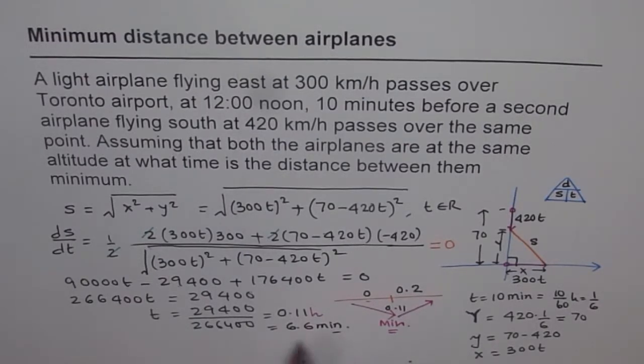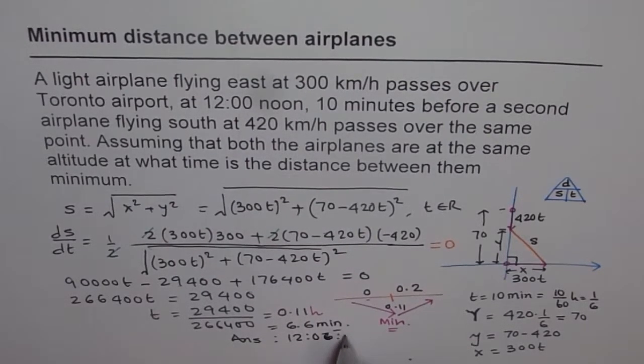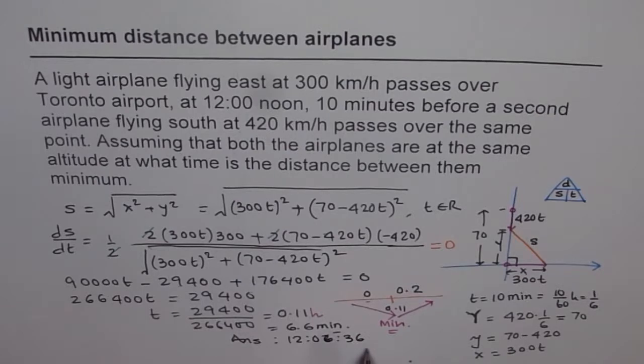So we can write our answer: the minimum distance is after 6.6 minutes, right? You can write seconds also there, convert 0.6 into seconds. So approximately after 6.6 minutes, that means at around 12:06, and 0.6, if you want, you can multiply that by 60 and get 36 seconds. So 6 minutes and 36 seconds, right? That is the time when the distance between the two planes will be minimum, correct? So that is how you can solve this question. I hope it's absolutely clear. Thank you.